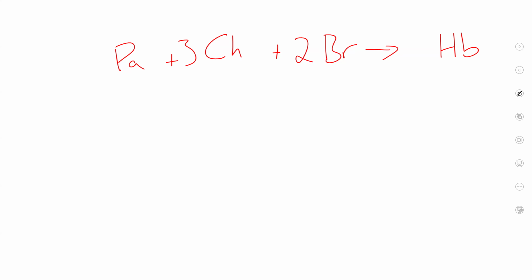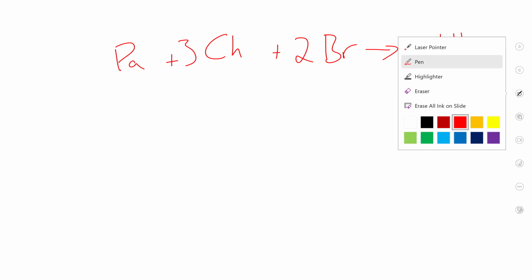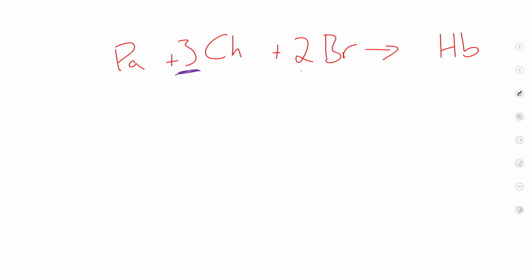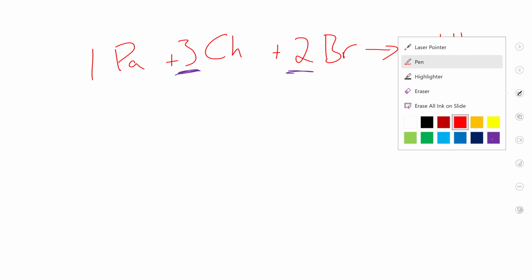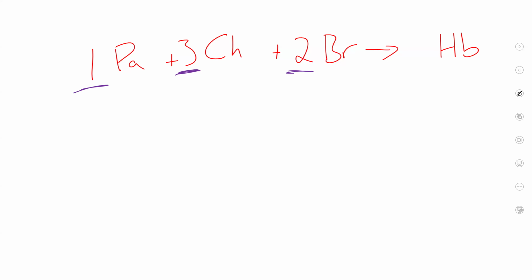So to make our version of a cheeseburger, we need a patty, we need cheese, we need bread, but more specifically, we need 1 patty, 3 pieces of cheese, 2 pieces of bread, makes 1 hamburger. And so these numbers that we put in front, we call those coefficients. And all they are is just how many things we need in order to combine them in the right ratio.